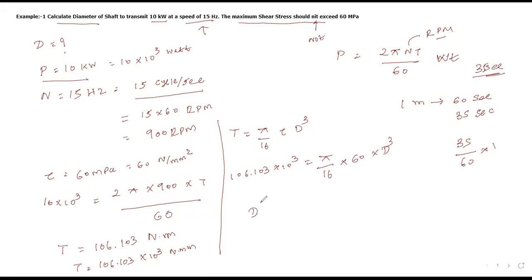First of all, we will calculate d cube. Your value of d cube is equal to 9006.300.